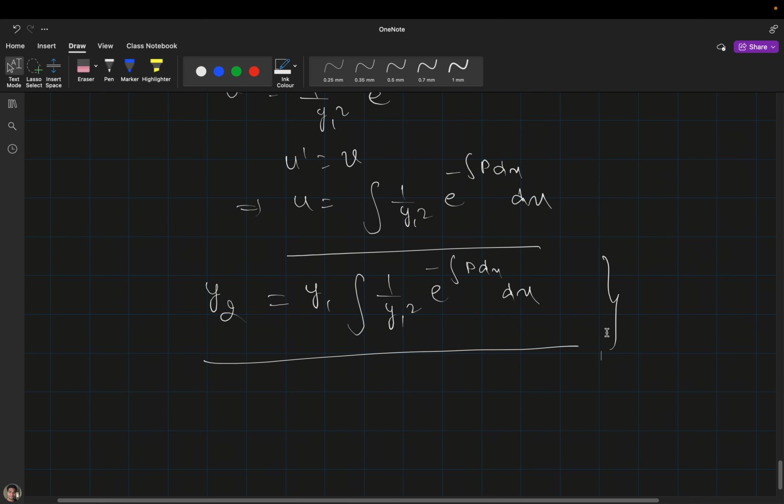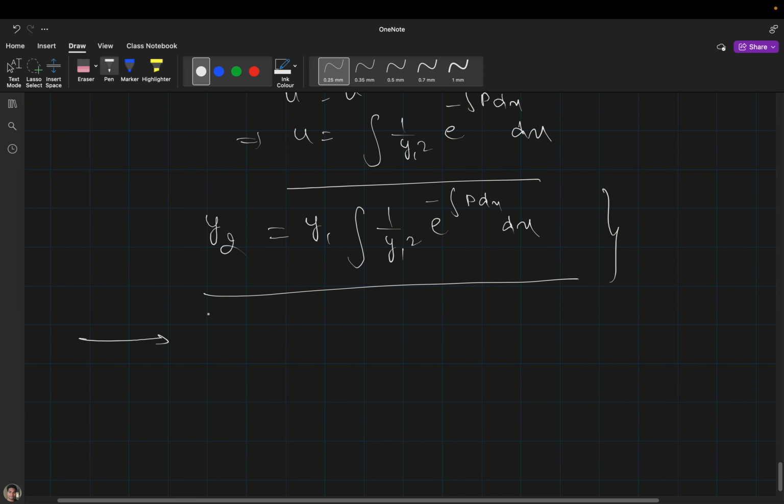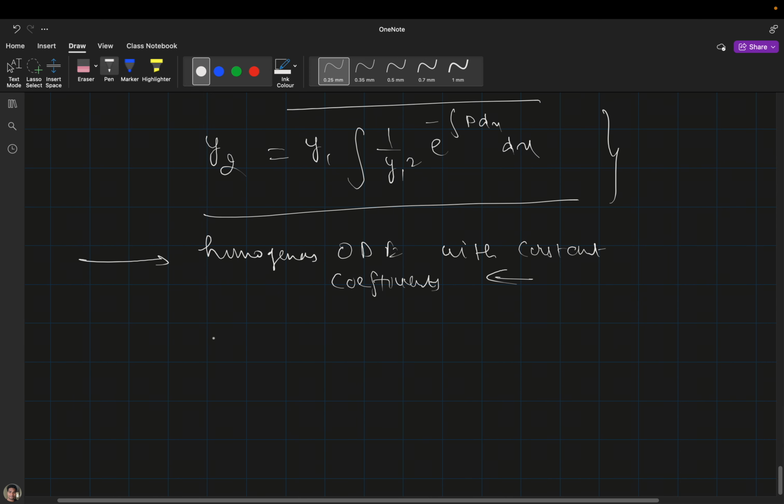No, sir. Okay, now let's go to the homogeneous ODE with constant coefficients. Constant coefficients means what? P(x) will be a constant, Q(x) will also be a constant, and since it is homogeneous, R(x) is 0. So what is that? y'' + a y' + b y = 0.